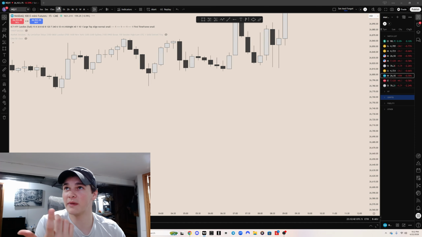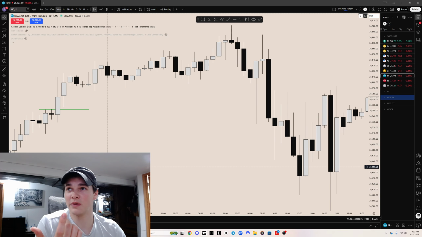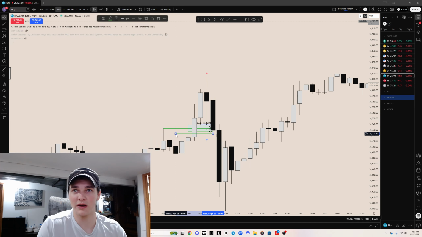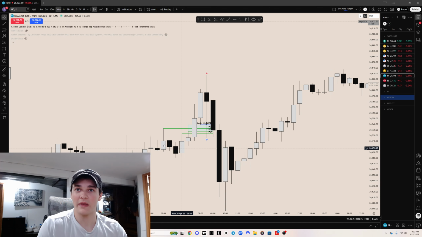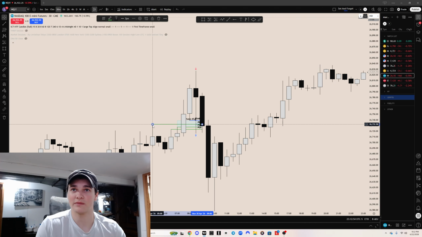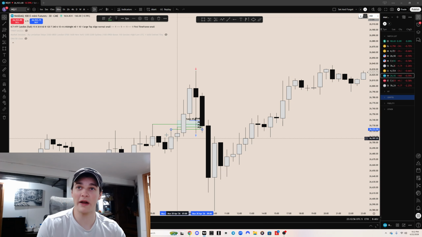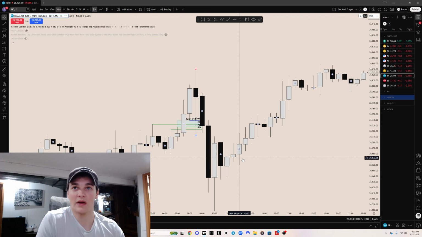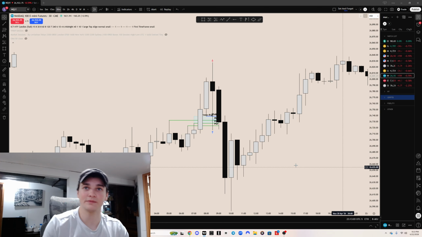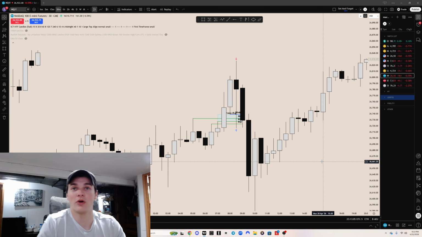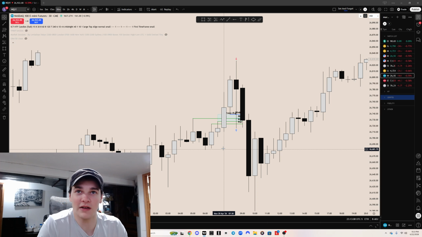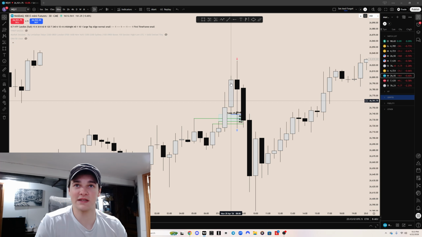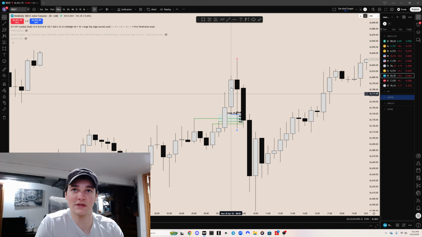So let's go down to the 30-minute. We had two 1 hour POI levels, which were this one right here and this one right here. Now we can look to see what's going on, because we were looking at this candle right here. This one's the one that closed.